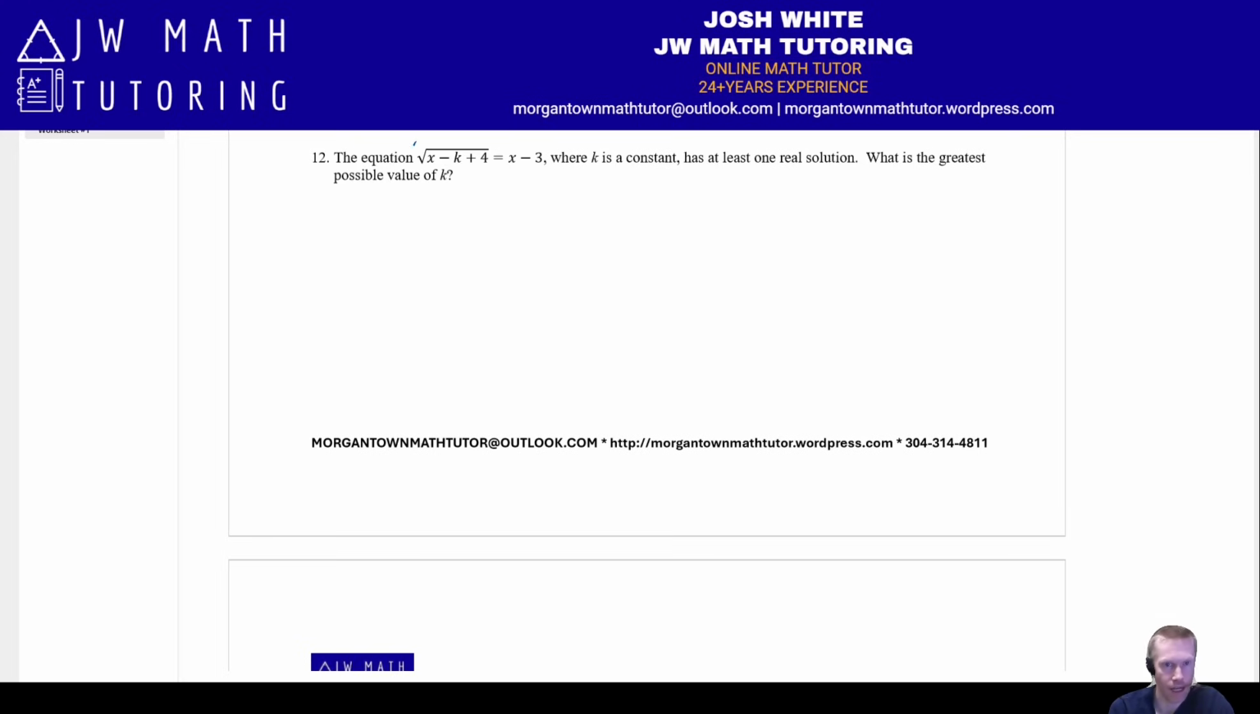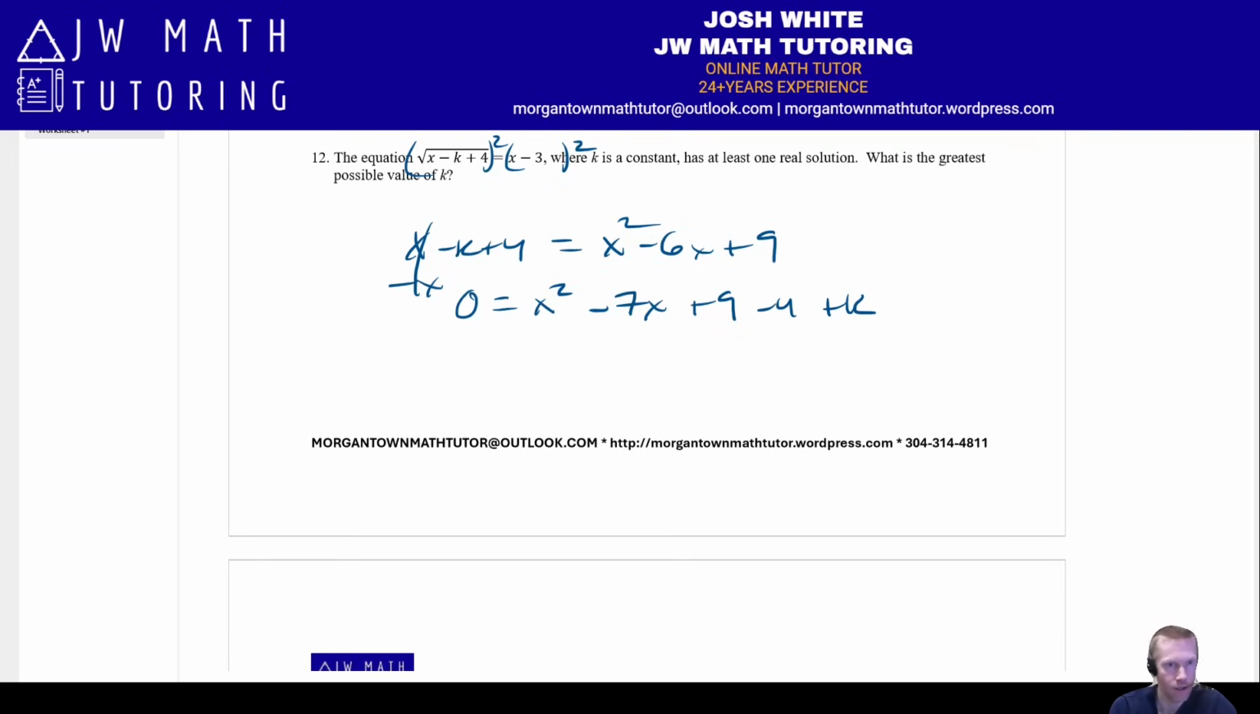If you wanted to do it by hand, which I'll show first, you would square both sides. Square root and squared cancel out. And on the right side, you get x squared minus 6x plus 9. Remember, you have to write this twice and then FOIL it out. Then if I combine everything on one side, I get x squared minus 7x, because I have to subtract x over, and then plus 9 minus 4 plus k. So it really turns into k plus 5. Just checking my work here.